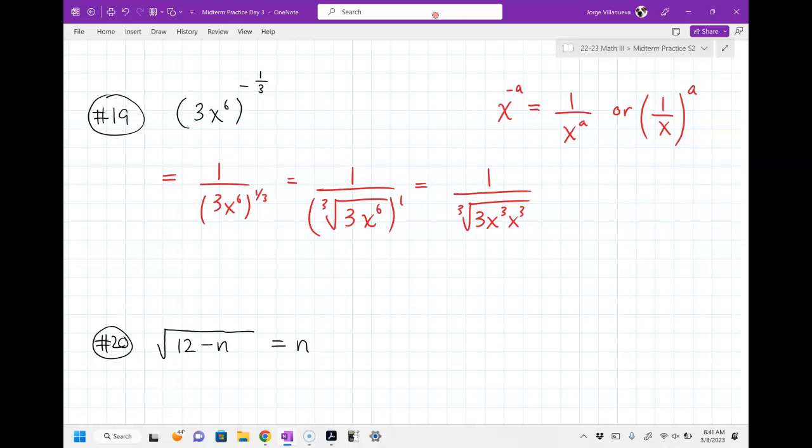All right. Since the index matches the cubed powers, let me kind of highlight that really quick. Then those are able to come out. So your answer will be 1 over x squared cubed root of 3.